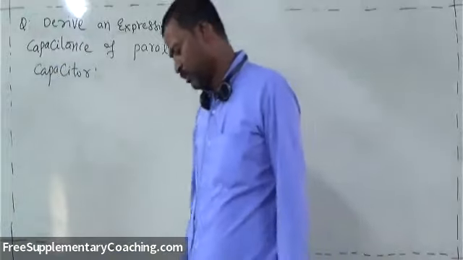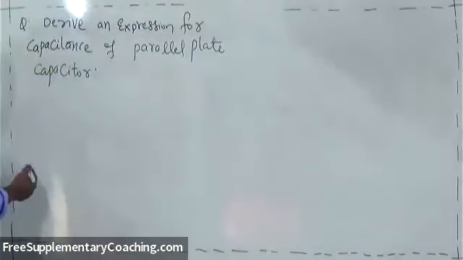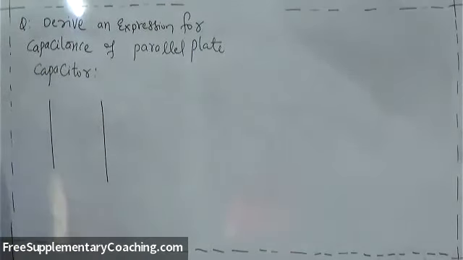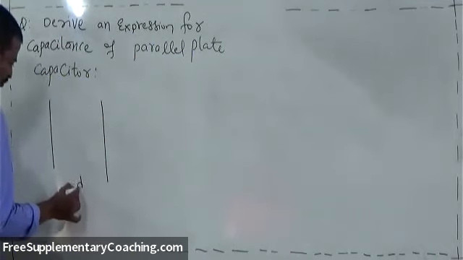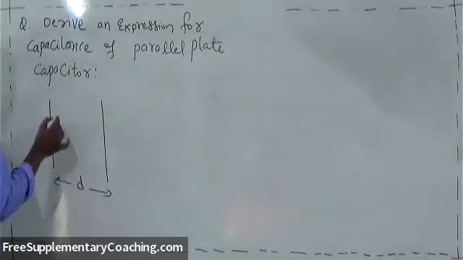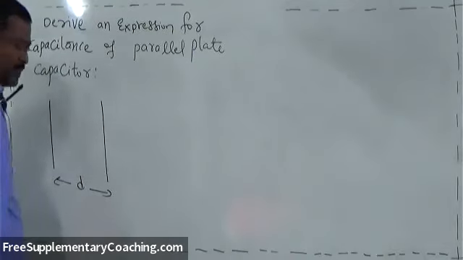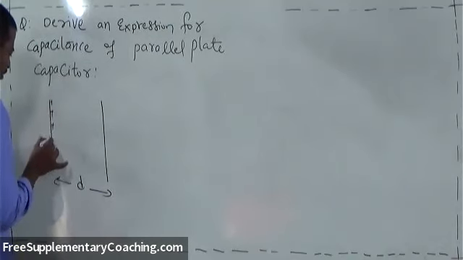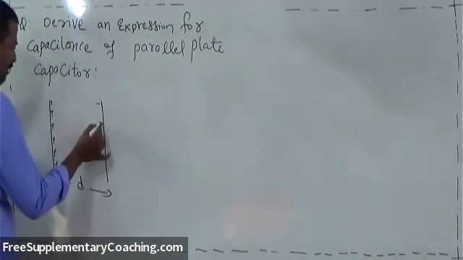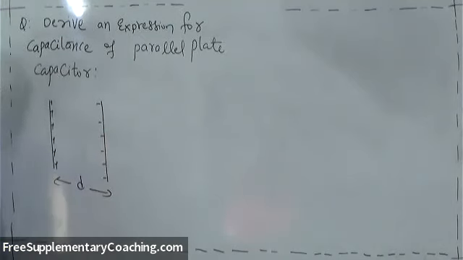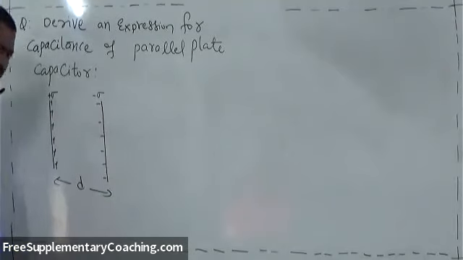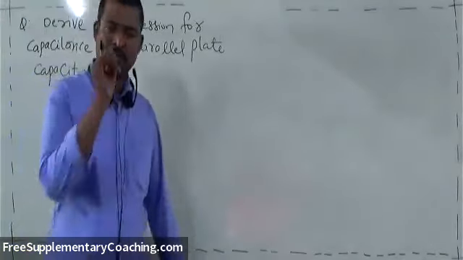So in this one we know that parallel plate capacitor. So we have two parallel plates which are separated by a certain distance. Let us assume that it is D, and the medium present between them is air. This side we have given positive charge, and this side negative charge. This side charge density is plus sigma, this side minus sigma, and in between them we have air medium.